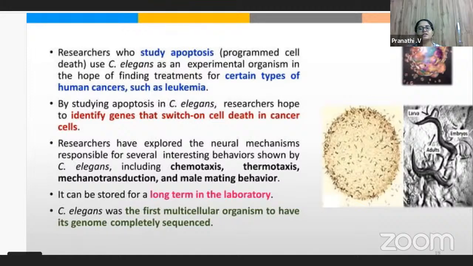At the same time, yes, we are trying to find basic treatment for different kinds of cancers. And yes, you can freeze thaw it for quite a long time and it is viable in the laboratory. That is a very important trait that any kind of role model organism should possess. And it is also the first multicellular organism whose genome was completely sequenced.